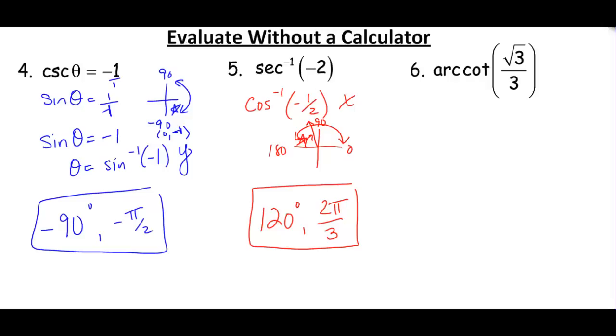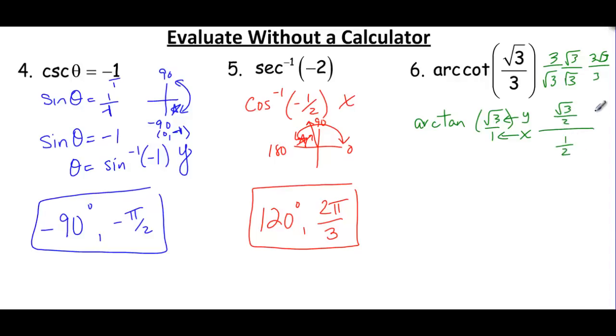In our last example, arc cotangent of root 3 over 3, well, that's the same thing as arc tangent. And if I flip the fraction, I get 3 over root 3. But that doesn't look right. So what I'm going to do is multiply top and bottom by radical 3, and that gives me 3 root 3 over 3. Well, 3 root 3 over 3 reduces to just root 3. So again, tangent is y over x. So if I look at this, this is what we had before. This really means, when is the y root 3 over 2, and when is the x 1/2?